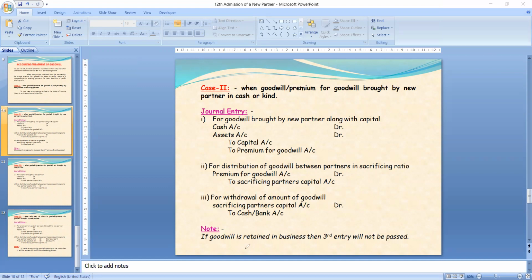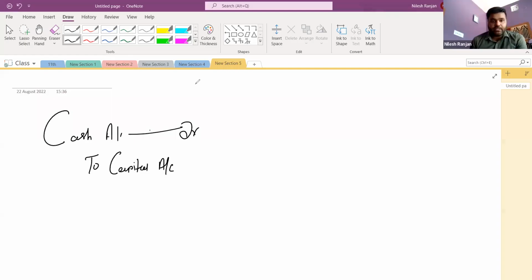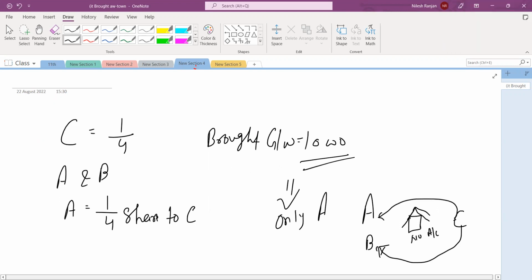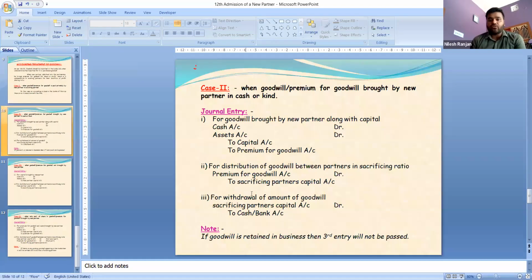I told you in this part that if only A is giving share to C, then only A will get the goodwill. But if A and B both are giving something, then they will get this in their sacrificing ratio. So we need to calculate the sacrificing ratio first. So for distribution of goodwill between partners in sacrificing ratio, premium for goodwill account debit to sacrificing partners' capital account.